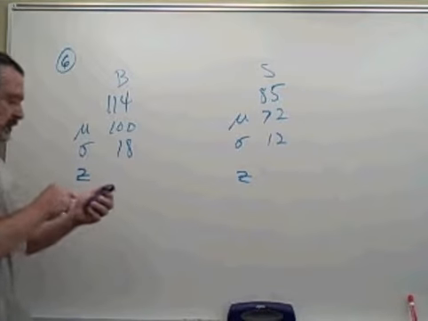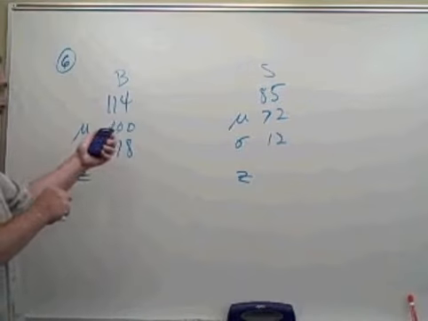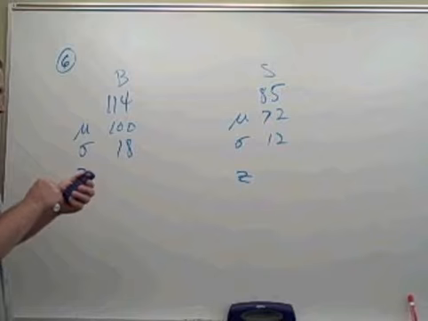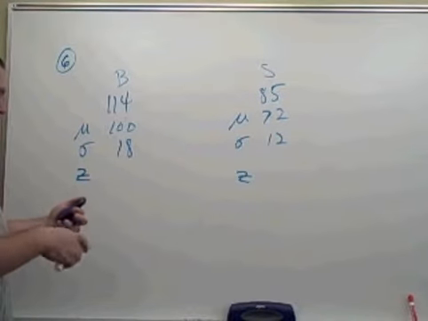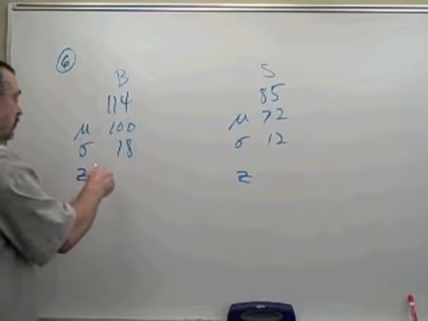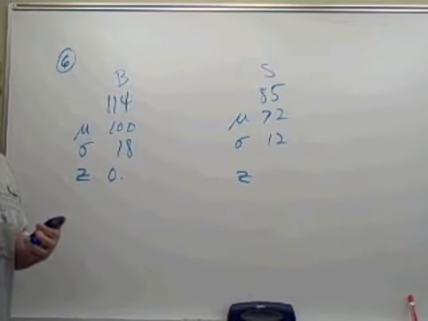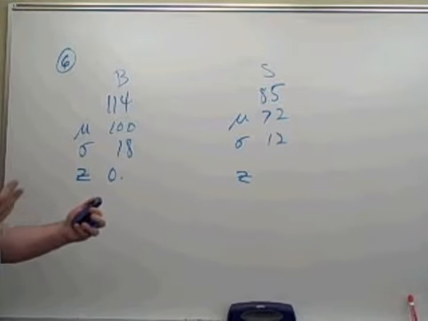So for the brother, we would take his score of 114 minus the mean of 100 and divide that by the standard deviation, which was 18. So for the brother, we get a z-score, and remember, z-score is typically expressed to the nearest hundredth. We get a z-score of 0.777, it's a repeating 7, so that would be 0.78.